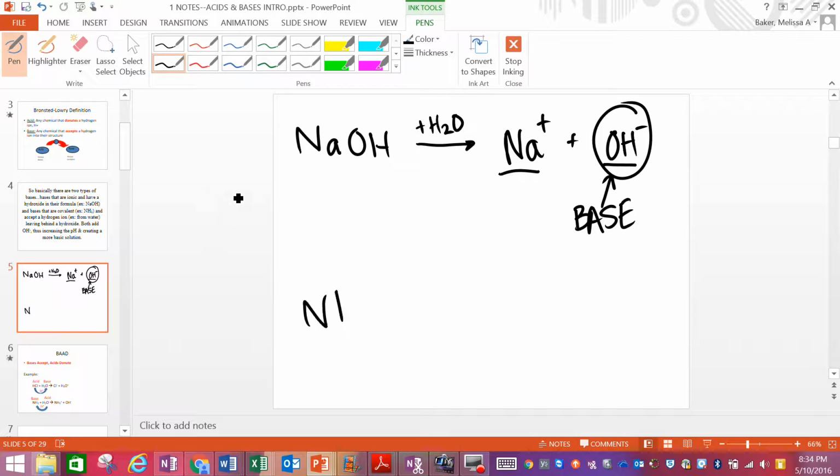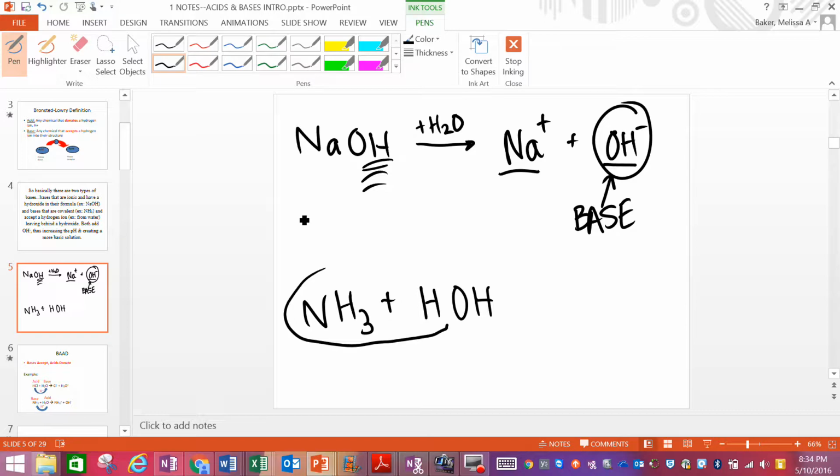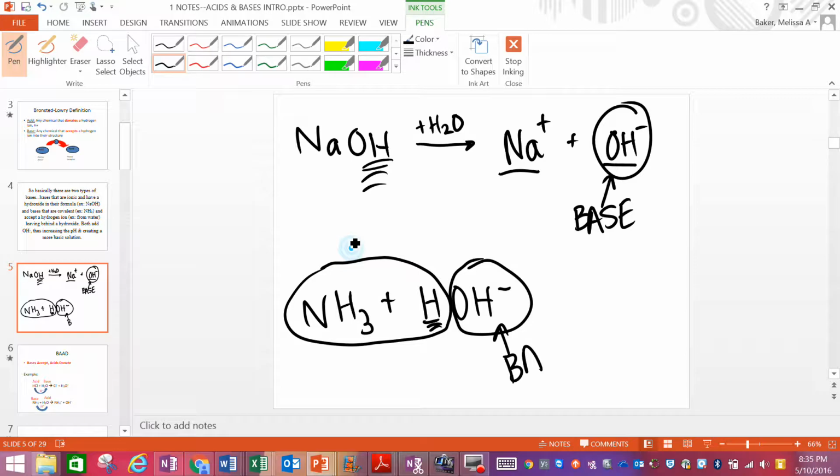So if you looked at NH3, you wouldn't say to yourself, oh, that's definitely going to add OH minuses into solution, but it does. So based on the Bronsted-Lowry definition that bases accept a hydrogen, this NH3 rips off a hydrogen from a water molecule, leaving behind a hydroxide ion. So again, this should scream to you, this is a base every time you see OH minus.